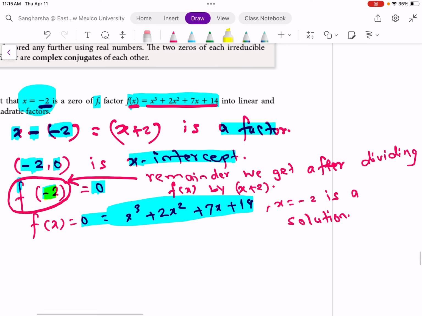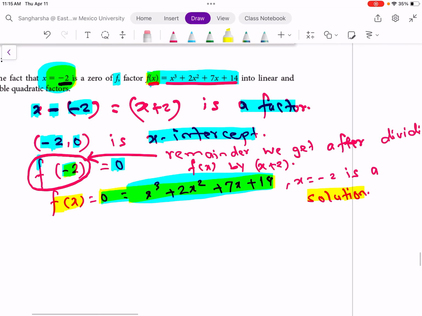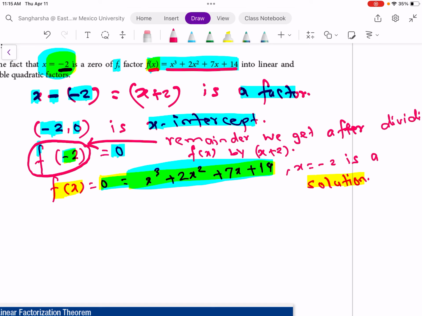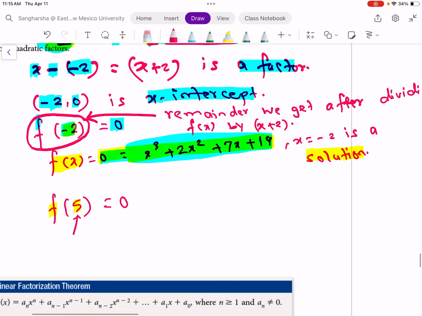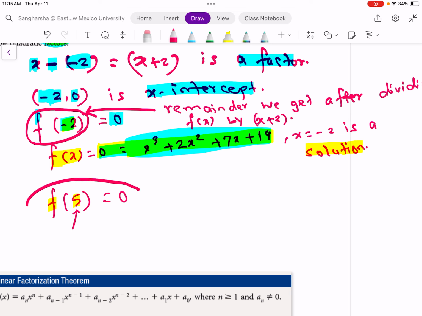And the last is that if we set our f of x equals 0, we get this equation, and this 0 is also a solution for this equation. Okay, now let me tell you. If we know f of 5 is 0, so you have a function f and f of 5 is 0, now what kind of information can we get? What is this 5 called?